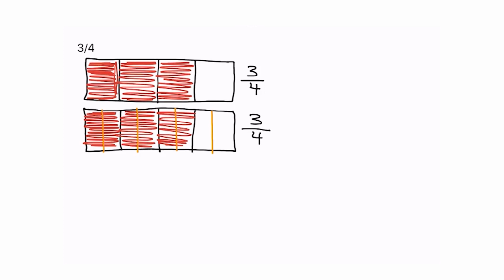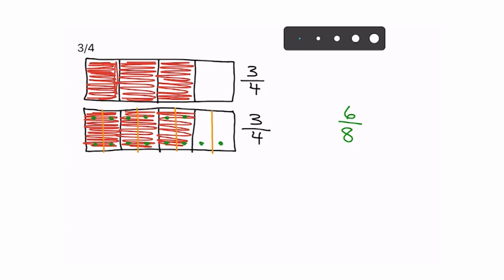Let's talk about what's happening here. I have shaded in 1, 2, 3, 4, 5, 6. And altogether there are 1, 2, 3, 4, 5, 6, 7, 8. So an equivalent fraction to 3/4 is 6/8. But let's talk about how we can show that with an expression, with math terms. There's one thing that we can try here. I split up each of these into 2.